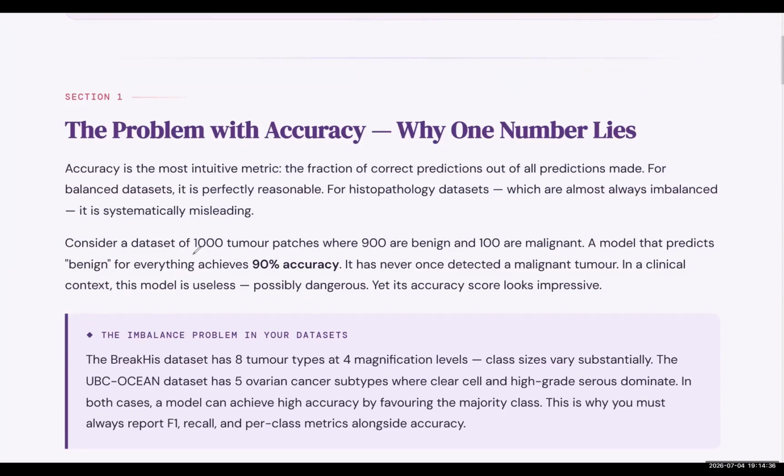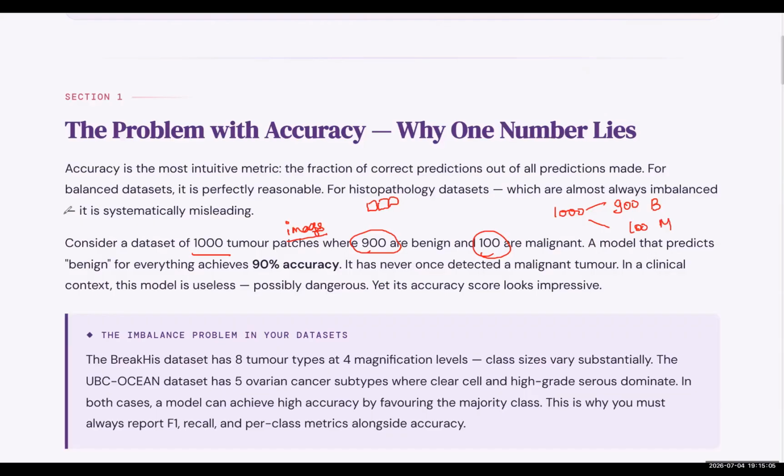Consider you have a data set with only 1,000 tumor patches. We are not even talking about images now, we are talking about patches. Patches are parts of images, right? You have only 1,000 tumor patches. In these 1,000 tumor patches, originally you have 900 benign and 100 malignant tumors.